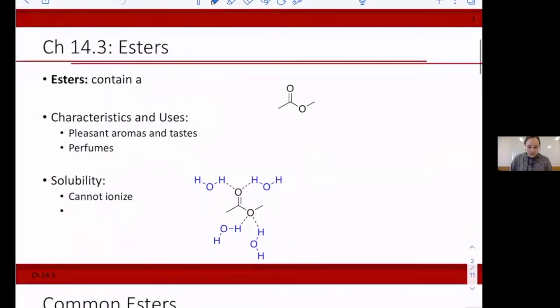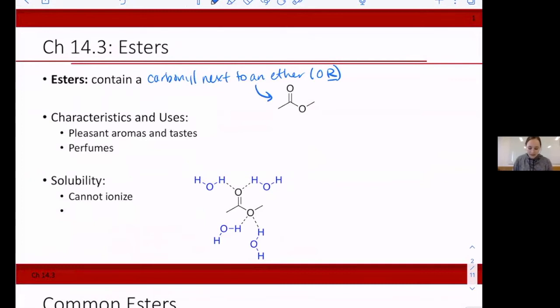So, esters contain a... Esters are the functional group that we know. They contain a carbonyl next to an ether, or really just next to an OR group, where R is the rest of the molecule. So it looks like this. Here is a very basic version of an ester.